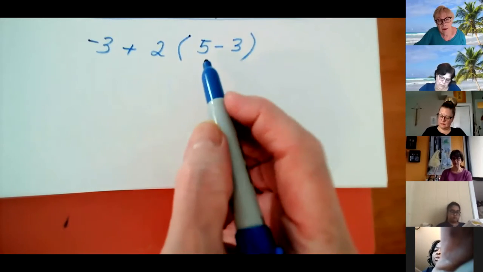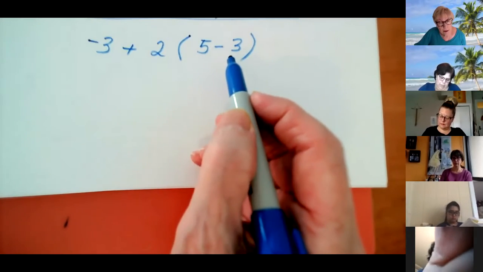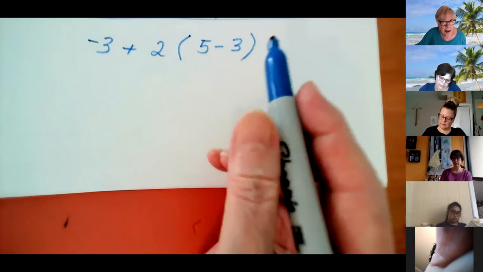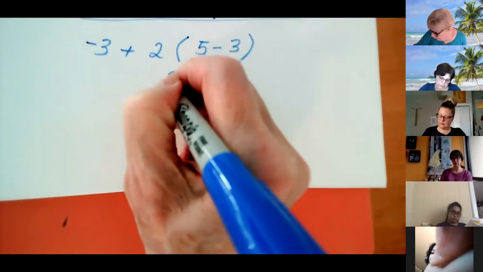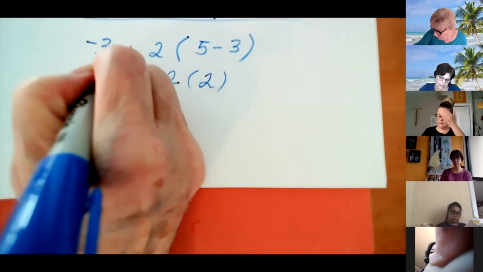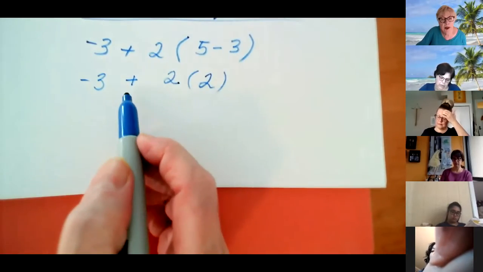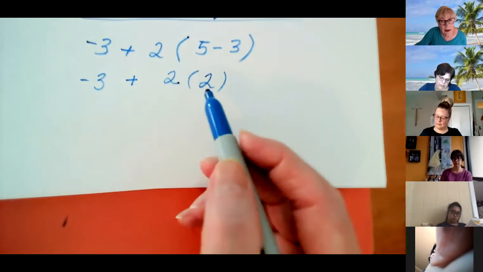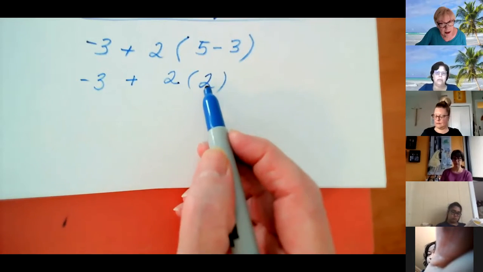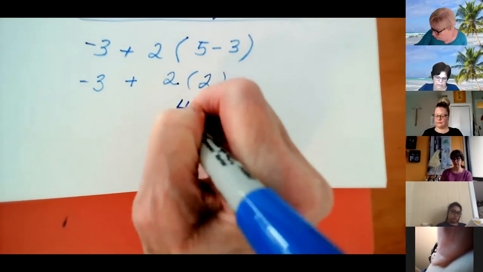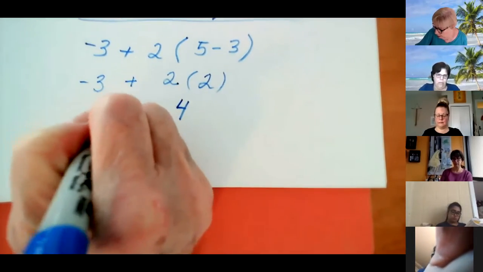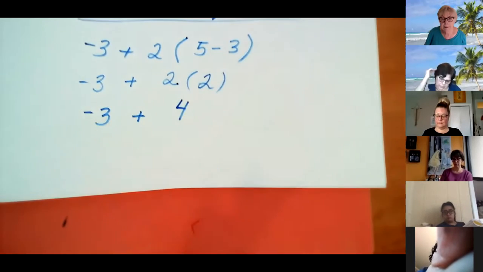Same deal. Parentheses is first. 5 take away 3, that's not an issue. That's 2. Here's 2. There's a -3 here. Remember, this adding is last. I've got to do the multiplication next. Fortunately, this is a good one. 2 times 2 positive is 4 positive. I've got a -3 out front.